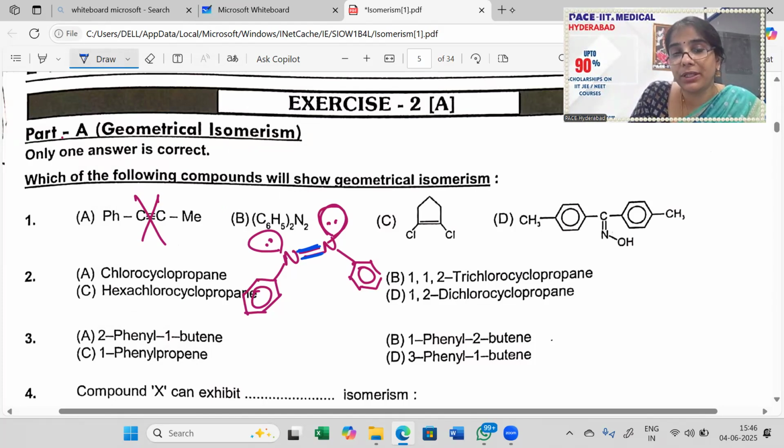On the double bonded site, on the right side nitrogen, I have a lone pair on one side and phenyl on the other. Very good, two different groups. Left side also, check: lone pair on one side, phenyl on the other. Very good. So it will show geometrical isomerism, and this is the cis isomer, because whatever I have drawn here is on the same side.